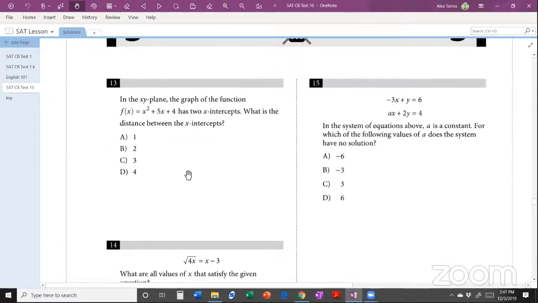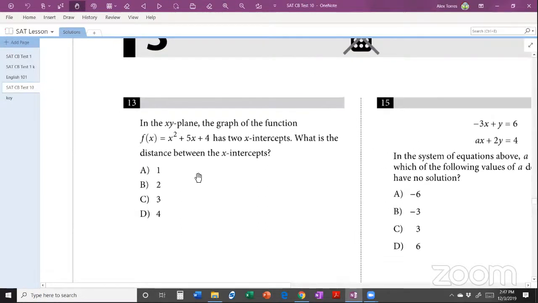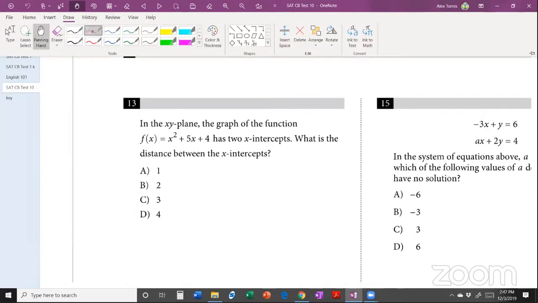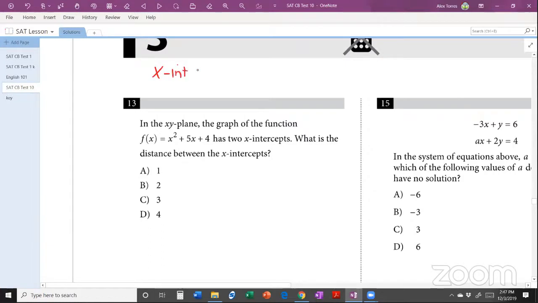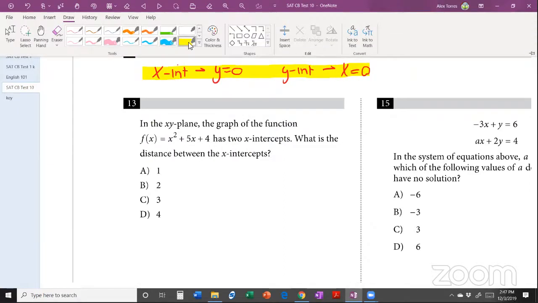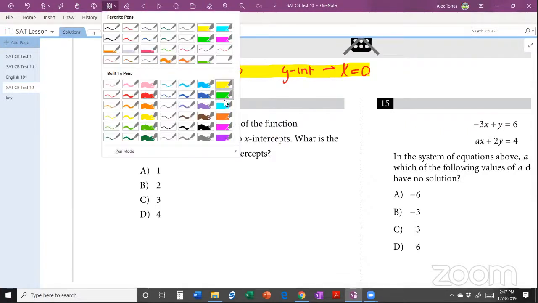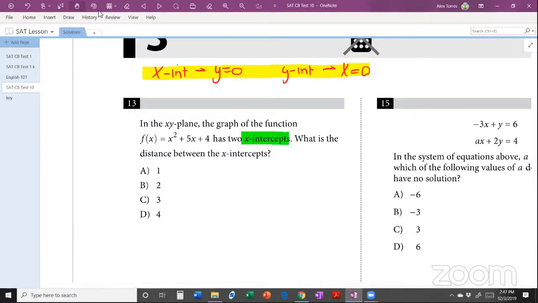13. So we're talking about the x-intercepts. And we said a moment ago, the x-intercept is the place where y equals 0. The y-intercept is the place where x equals 0. So we're talking about the x-intercept here, which is where y is 0. So our x-intercept here, we're going to go ahead and say that means that y is 0. So we'll set it equal to 0.